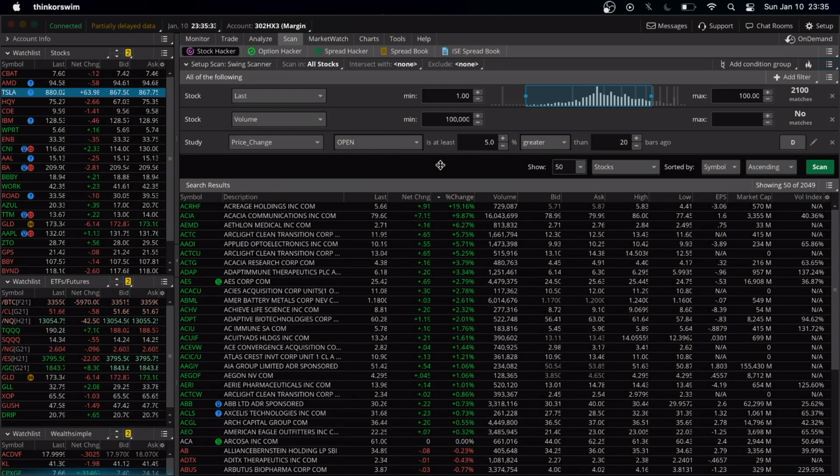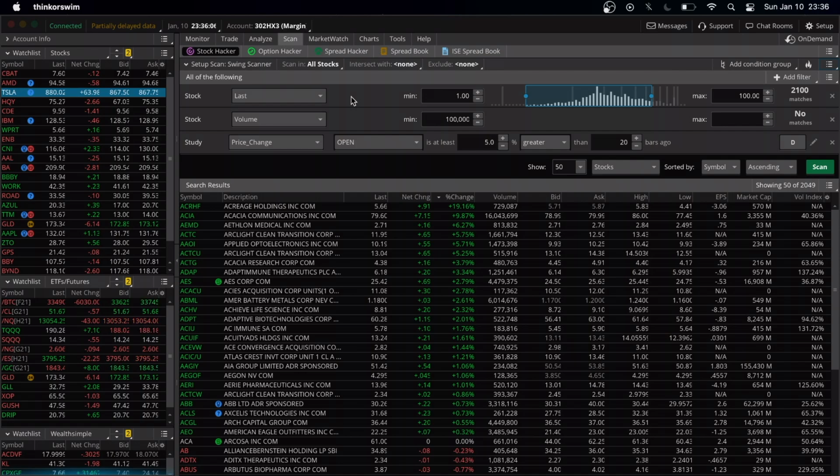To begin, I have three of the following: the price of the stock, the volume of the stock, and a study filter. For the price, I like to select between $1 and $100, but you can make that window narrower or wider. If you want to focus on lower end stocks or higher cap stocks, it's up to you. This is just my example, 1 to 100.